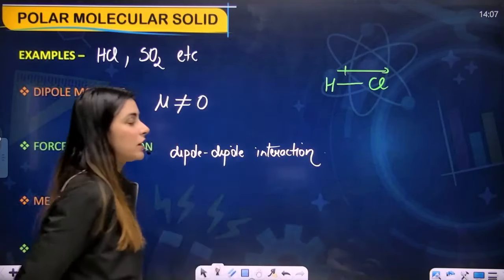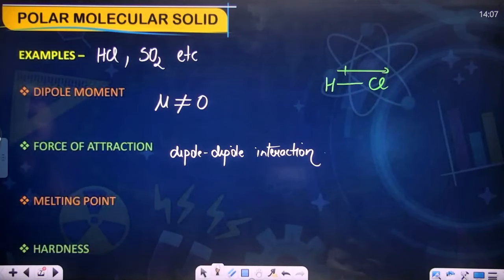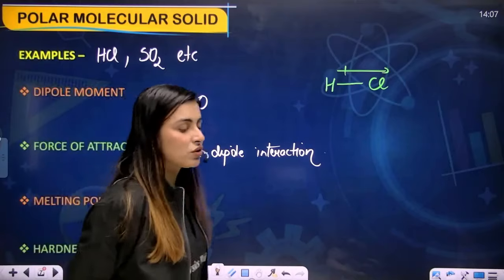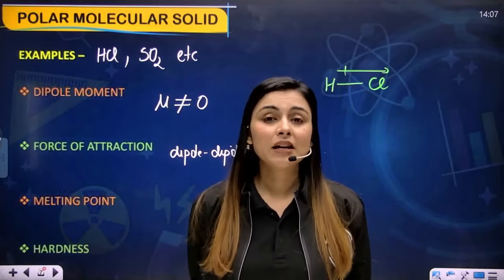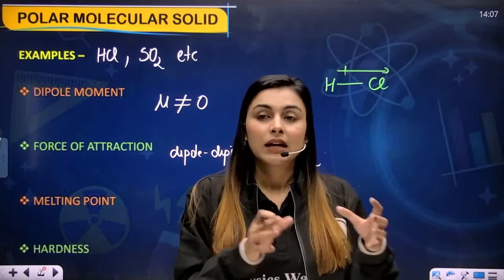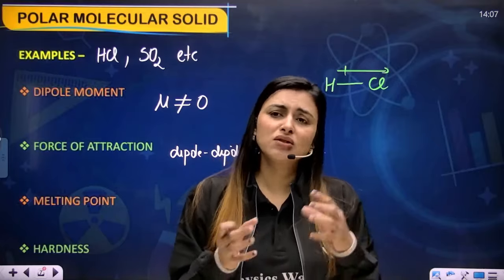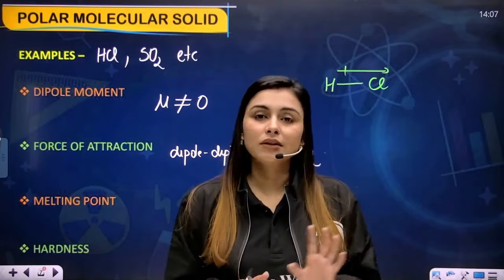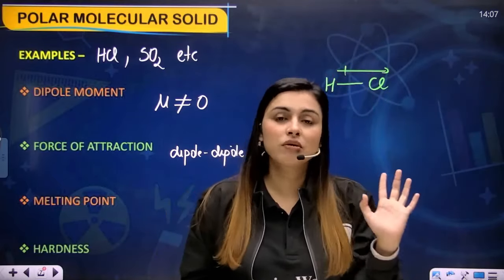So the interaction here is dipole-dipole interaction. Okay, perfect. Now let's talk about the melting point. So my dear students, if you talk about the melting point, then what can we say? Obviously, ma'am, it will have a high melting point as compared to the non-polar molecules because the dipole-dipole interaction is stronger than the London forces. I had given you that order of the interactions that you need to remember.